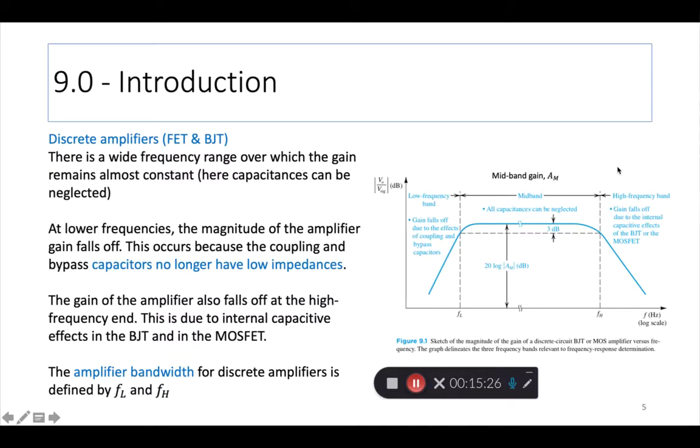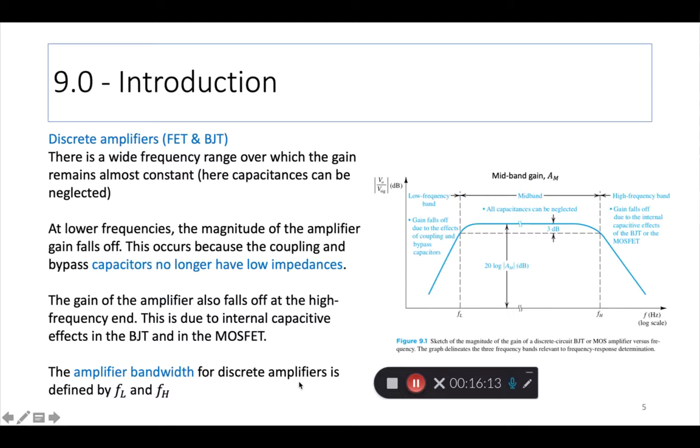Now on the high end side, it's not the coupling capacitors and the bypass capacitors, but it's the capacitors inside the BJT and the FET. Not anything we bring in from the outside, but they just exist on the inside. Okay, so that is the reason for what happens on the high frequency side. So the gain of the amplifier falls off at the high frequency end. This is due to the internal capacitive effects in the BJT and in the MOSFET. So we'll study the low frequency portion separately and the high frequency portion separately in this chapter.